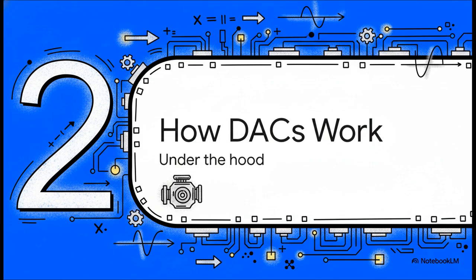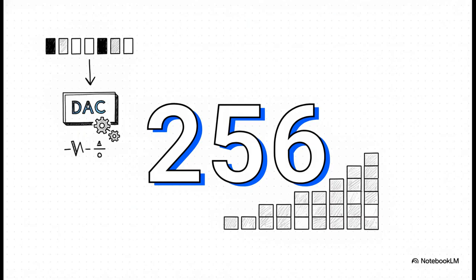Okay, Section 2. How DACs actually work, under the hood of the converter. First up, we really need to understand the concept of resolution. Let's say we're using an 8-bit DAC. That means our input is an 8-bit binary value. And since 2 to the power of 8 is exactly 256, our DAC can provide 256 distinct, separate analog steps based on our starting reference voltage. Think of it like a giant staircase. Every single analog output generated is going to be a specific, exact multiple of this baseline resolution step.